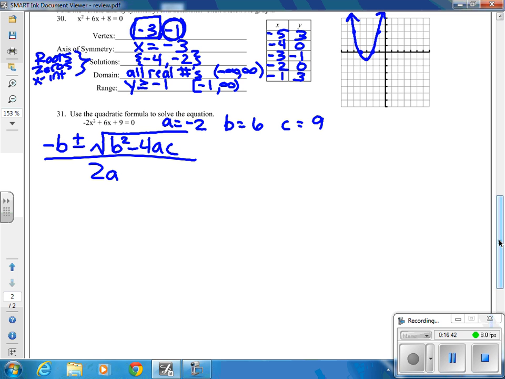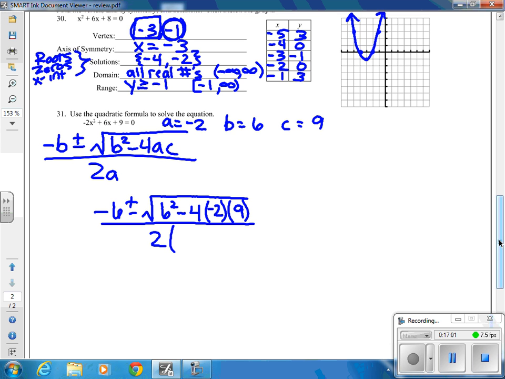All right, so for b, if it's a positive number and you stick it behind a negative sign, it's going to be -6 plus or minus the square root, and then b squared would be 6 squared, minus 4 times a, which is -2, times c, which is +9, all over top of 2 times a, which is -2. Right? And now you want to clean this up.